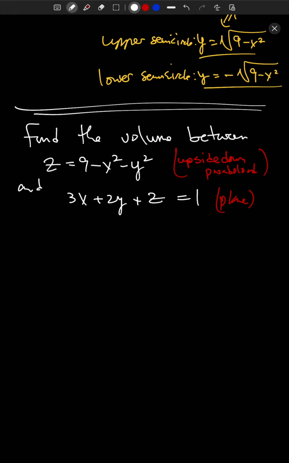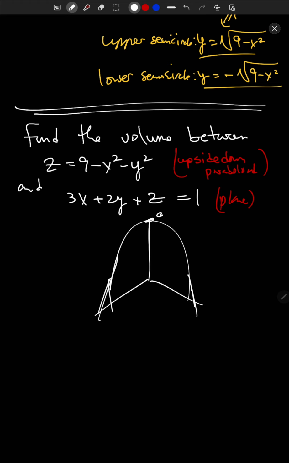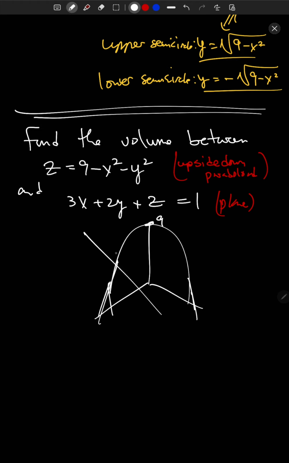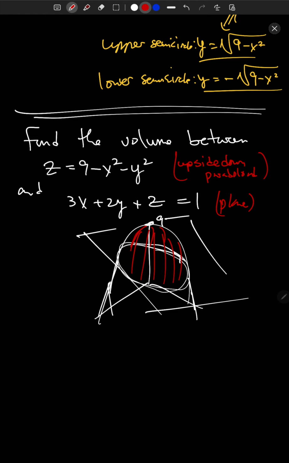So essentially, our picture is going to look something like this: we have an upside down paraboloid like that, 9 minus x squared minus y squared. That means its height is at 9. And we're cutting it with a plane. Maybe let's represent it like that. And the cut is going to be a region that looks like this, kind of. And we're calculating the volume inside here.